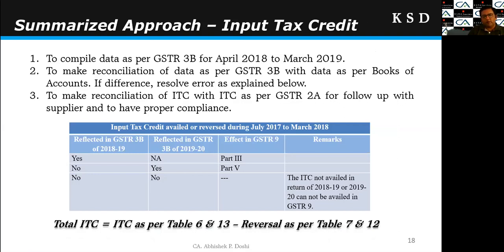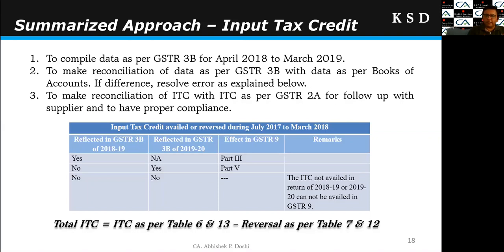Say for example, first row, ITC of 1819, I have availed in 3B of 1819. So for 1920, obviously there is no impact. The same will be reflected in the GSTR 9 part 3, that is table 6, right? Some ITC I have missed out in 1819, ITC of 1819, but I have not taken in 3B of 1819, and I have availed in the 3B of 1920, right? That will be reflected in part 5 of the GSTR 9, that is table 13.